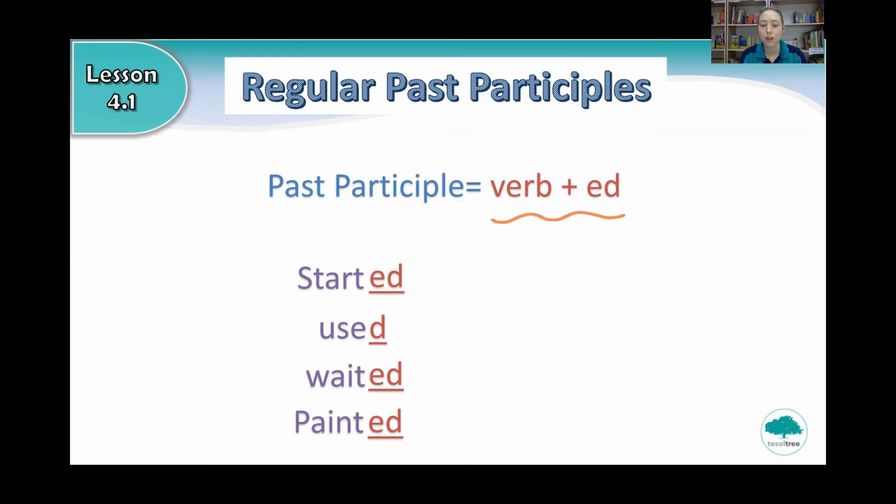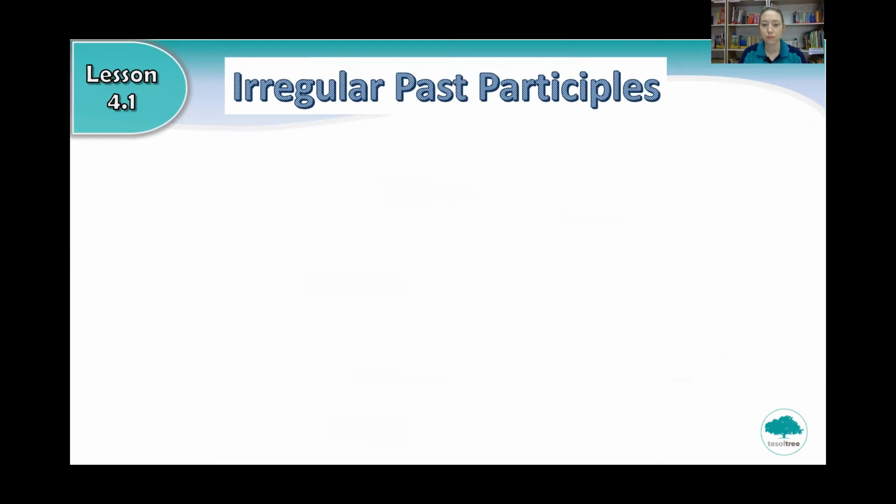Very good. And what do we do with Y? So when the verb ends in Y and it has a consonant before the Y, so not a vowel, we change the Y and it becomes I. So copy becomes copied. Tidy becomes tidied. Very good.